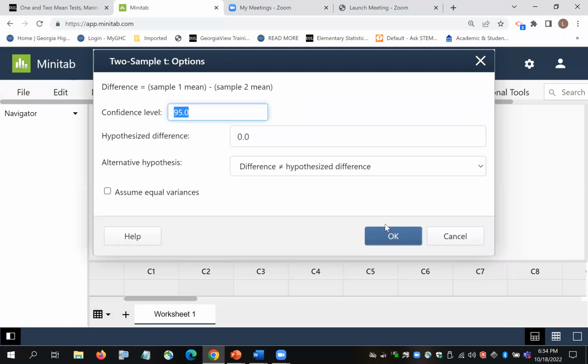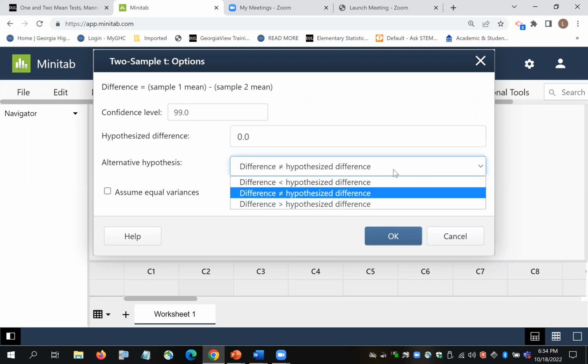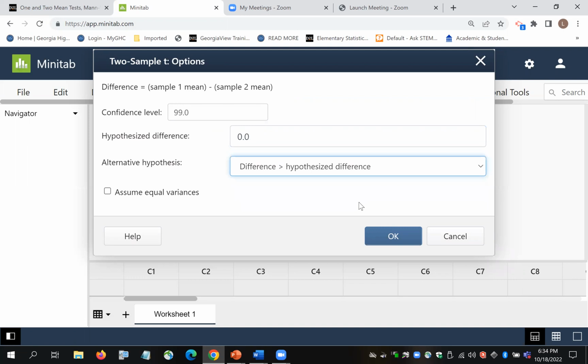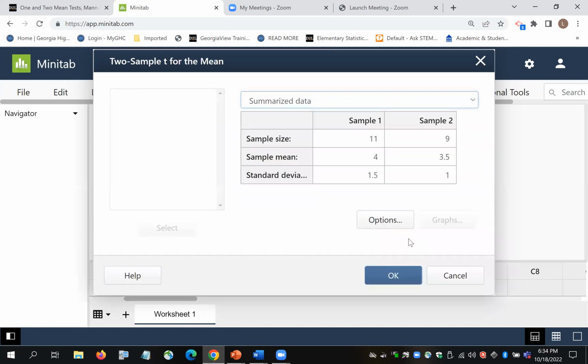I choose options. We are using a 99% confidence level. My hypothesized difference defaults to 0 every time. And we are saying that college A is more, and we always assume equal variances. I click OK. I click OK.